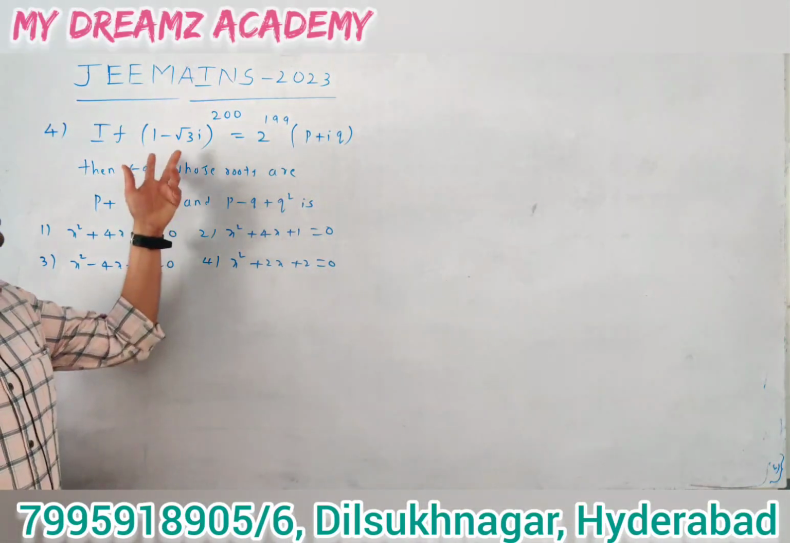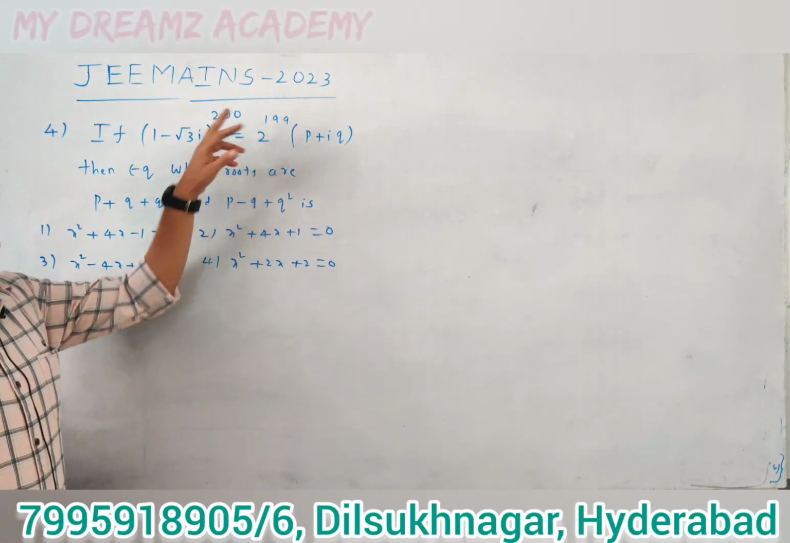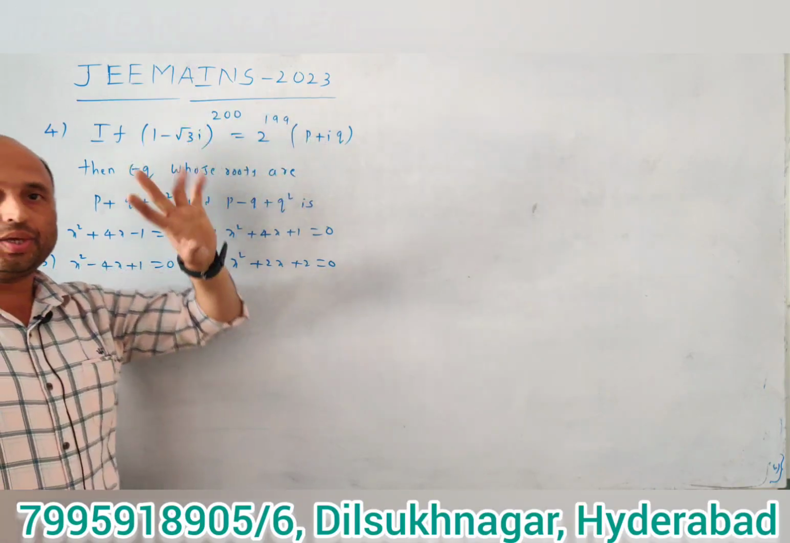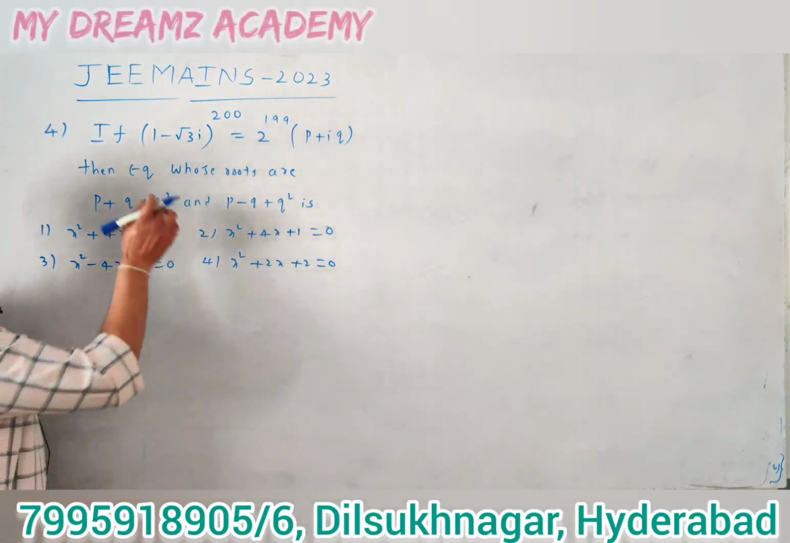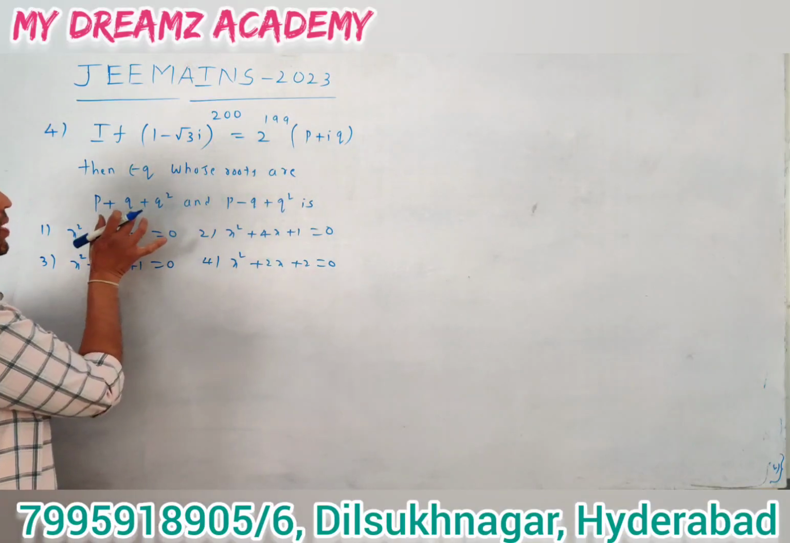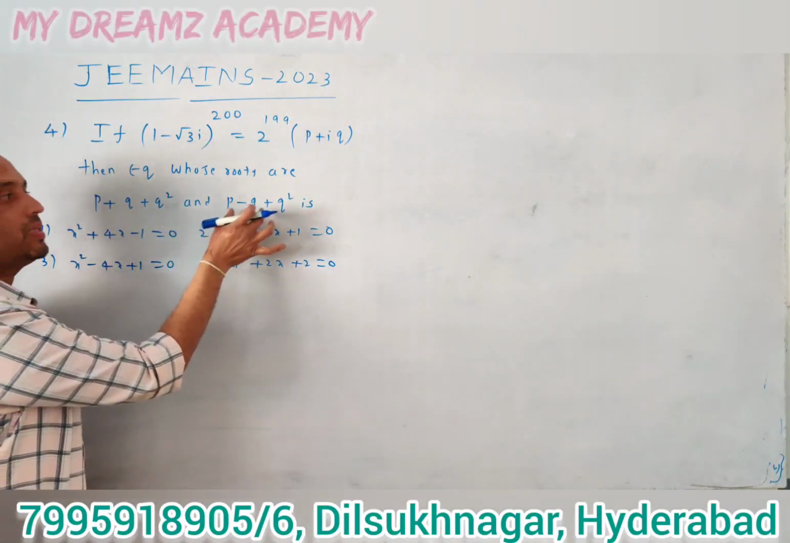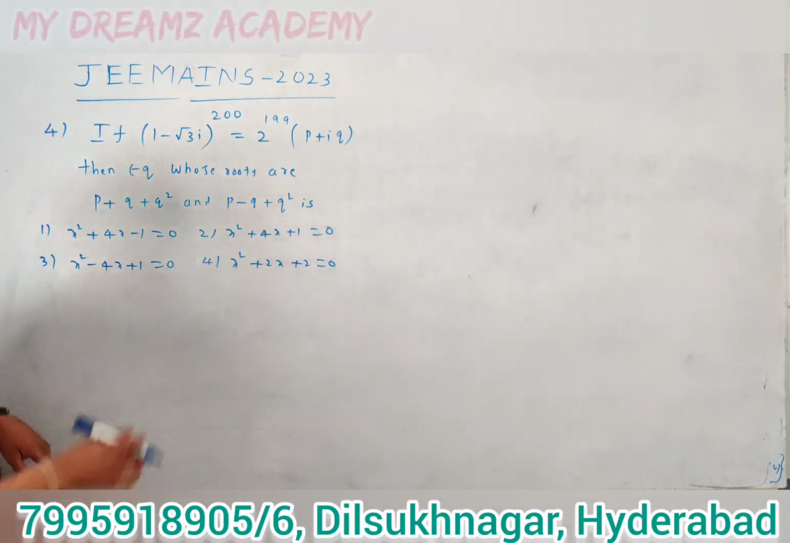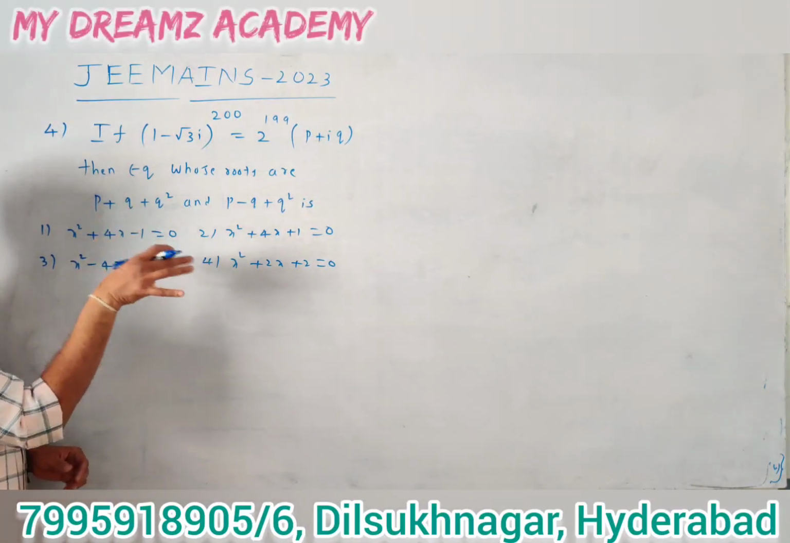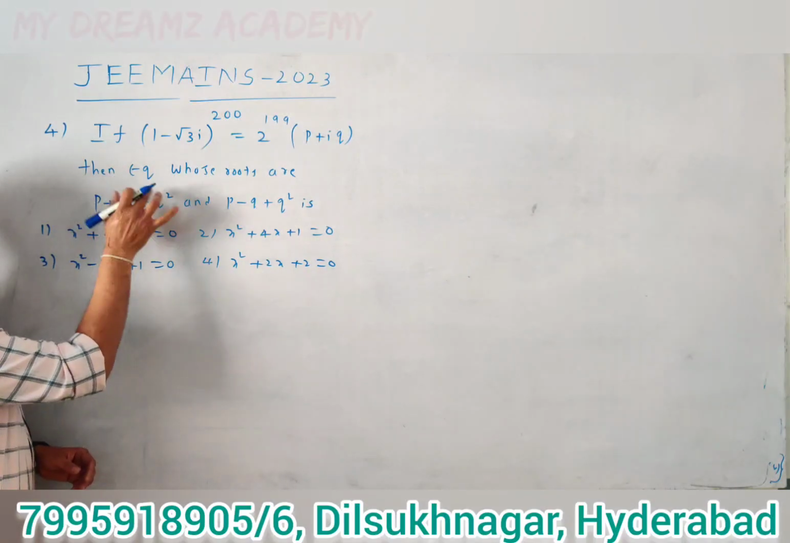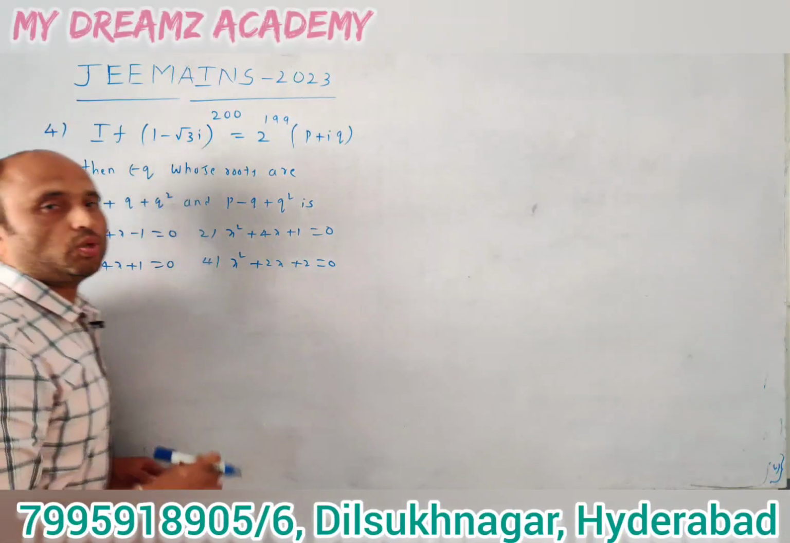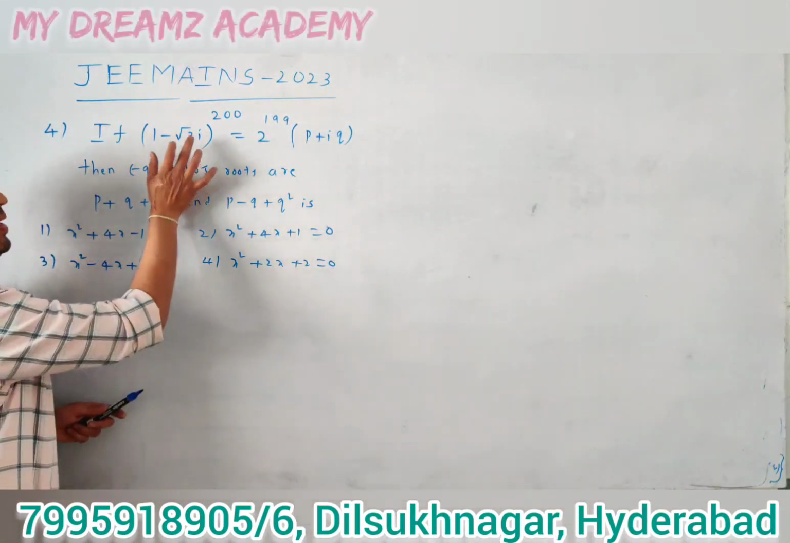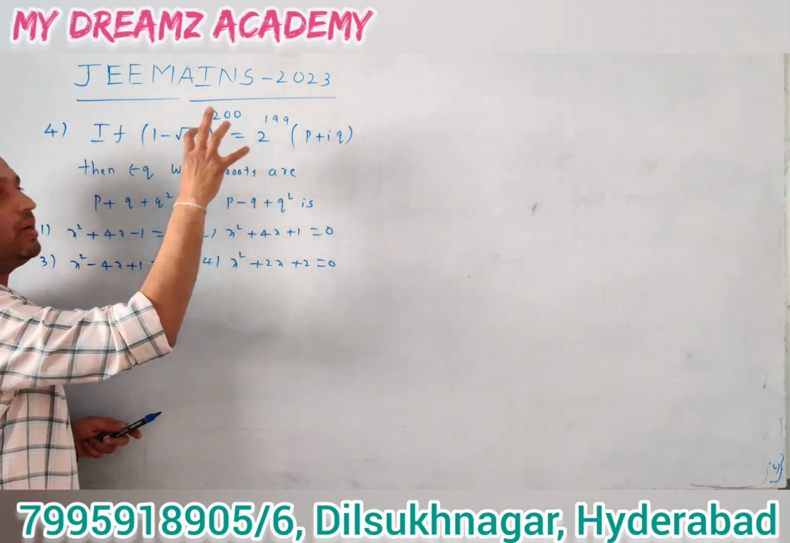If (1 minus root 3i) to the power of 200 is equal to 2 to the power of 199 (p plus iq), then the equation whose roots are p plus pq plus q square and p minus q plus q square is. Now here we want to find the quadratic expression whose roots are p plus q square, p minus q plus q square. So first of all, we want to simplify this term and find the p and q values.